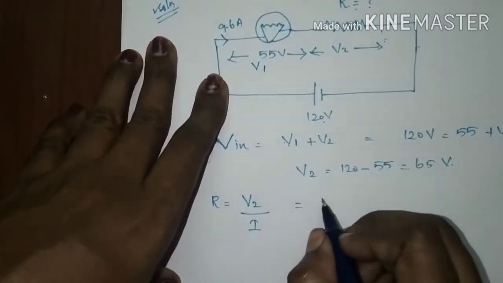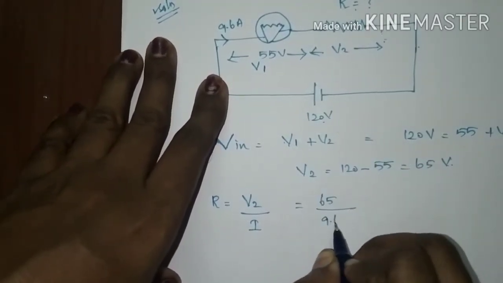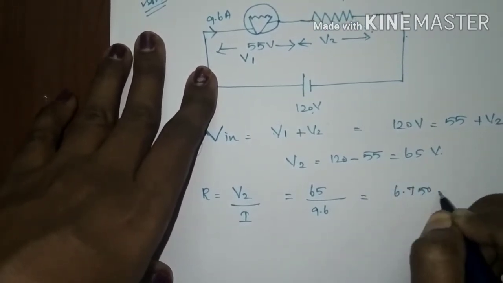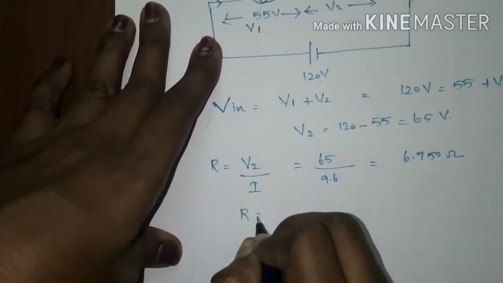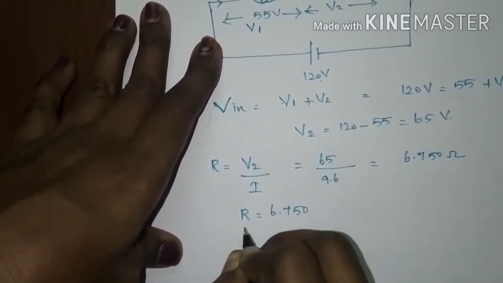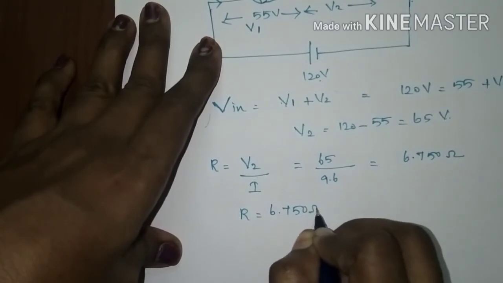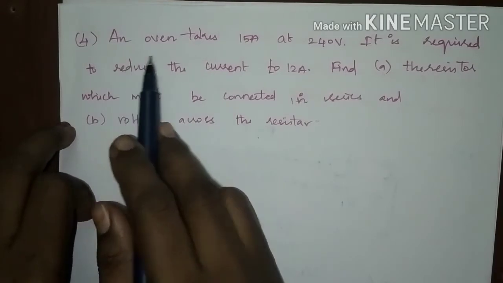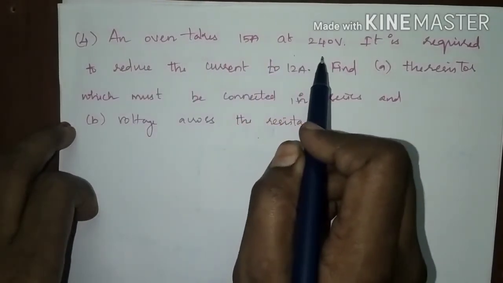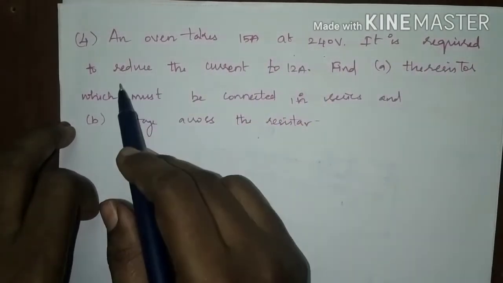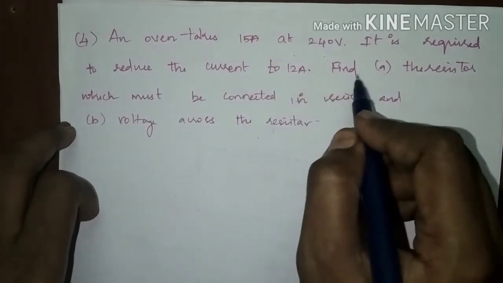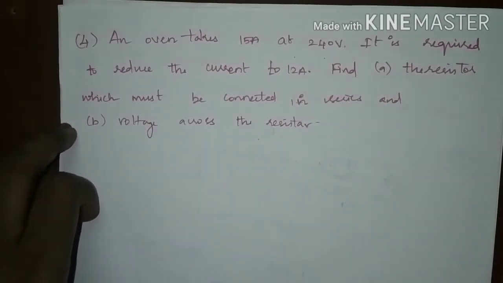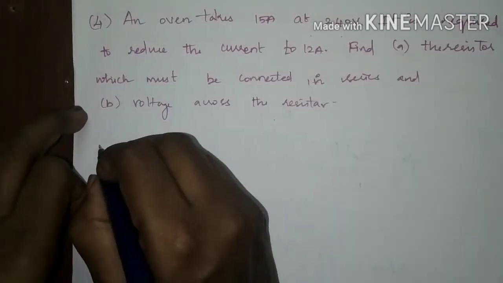So the value of resistor is 65 divided by 9.6. We'll get the value as 6.750 ohm. So the R value to stabilize the voltage value is 6.750 ohm. Understood? See, in this problem, an oven takes 15 ampere at 240 volt. It is required to reduce the current to 12 ampere. Find the resistor which must be connected in series and the voltage across the resistor. It is very easy. Let's see the solution.